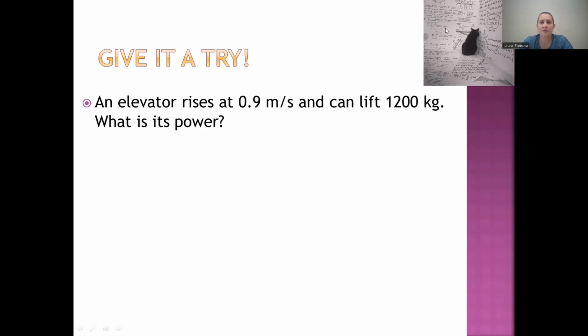All right, so that might not have been enough time to type all of the numbers in your calculator, but hopefully it was enough time to get your brain thinking through this problem. Let's talk about that. So in this case, we're going to once again use that same equation for power, the parallel force or force in the direction of motion times the speed, because that's what we're given here in this problem. Right, so we're fighting against gravity when we're rising in an elevator. And so that parallel force is mass times g. So the mass is 1,200 kilograms, g is 9.8. The speed of that is 0.9. So that gives us a power of 10,600 watts.